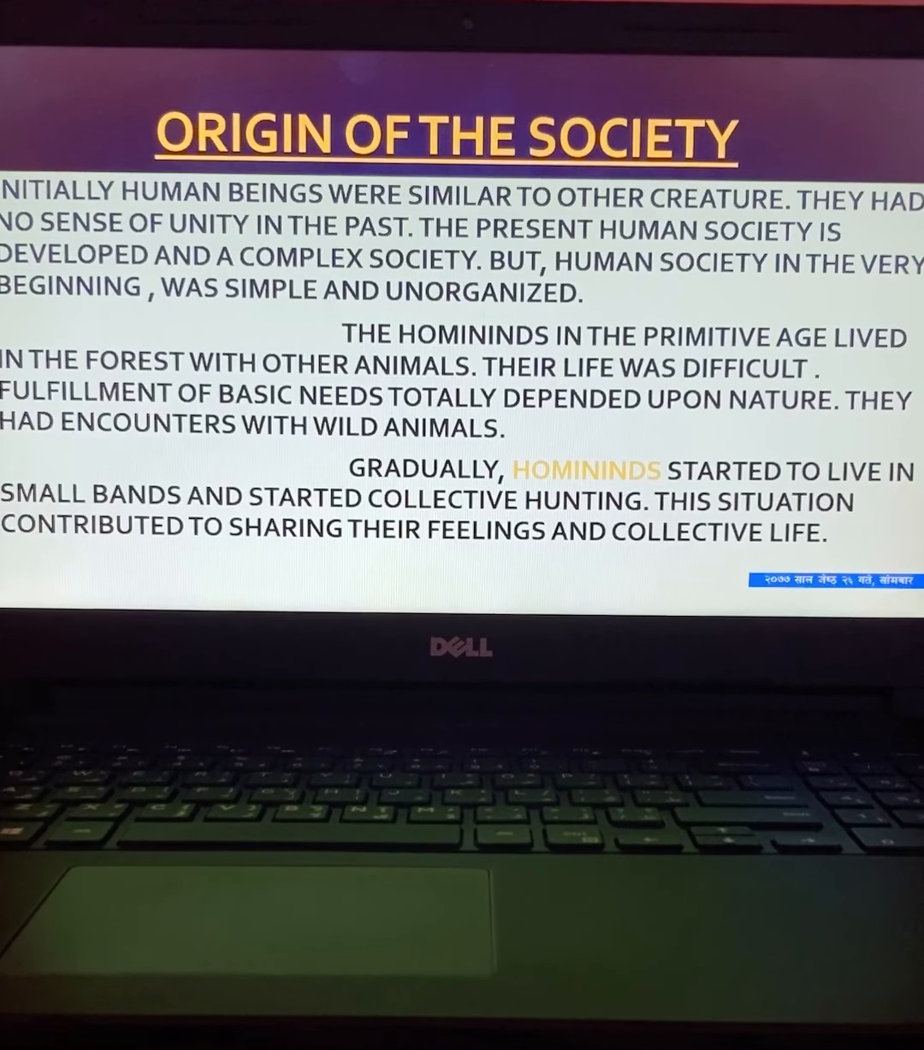So when we talk about the origins of society, the thing that should come to your mind is the primitive age. Primitive means relating to the characteristics of an early stage. In the primitive age, we used to live in the forest with other animals. During that time, our life was very difficult and we had a constant fear that our life was always at risk, because even if you go hunting, there is a risk that wild animals might attack you.